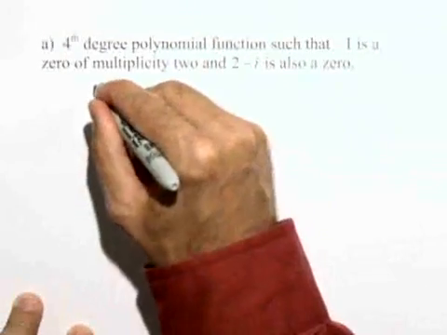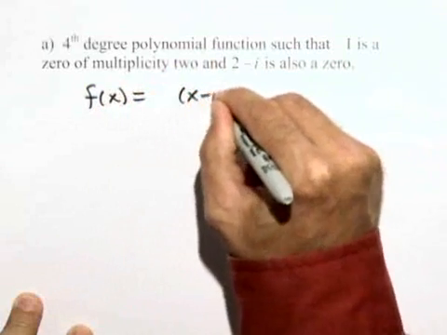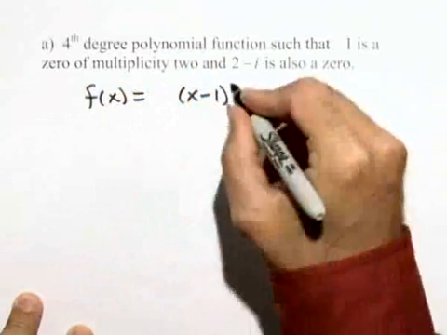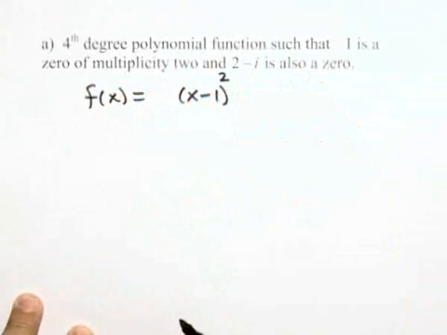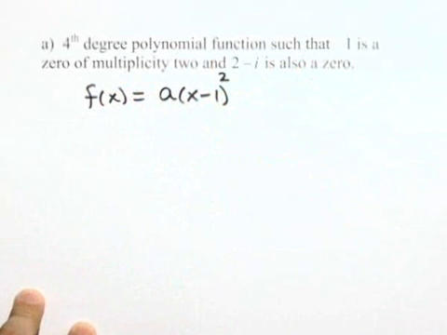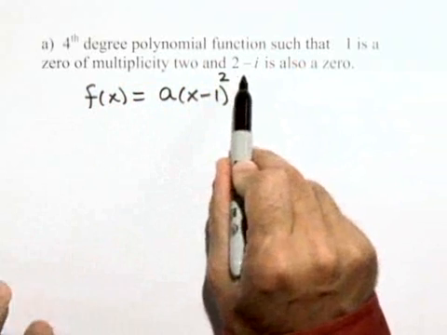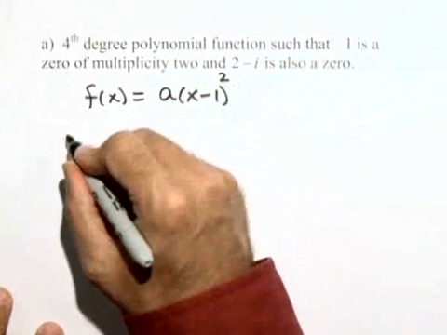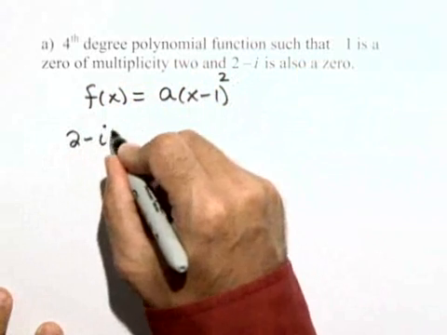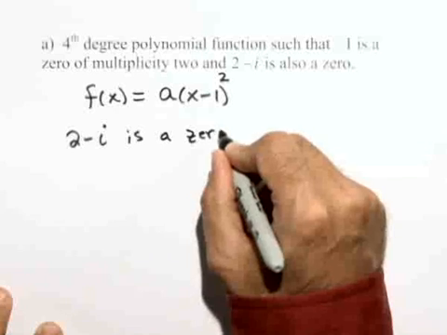That means that x minus 1 is a factor twice. Okay? Now let's put a leading coefficient of a out in front. Okay? And what else do we know? We know that 2 minus i is a 0. Let's write that right here. 2 minus i is a 0.